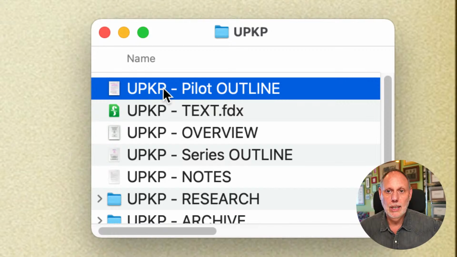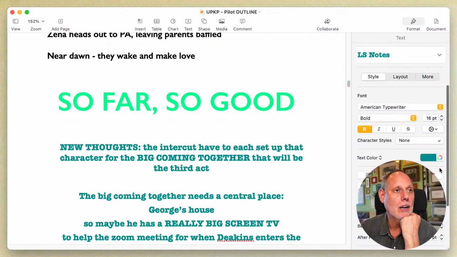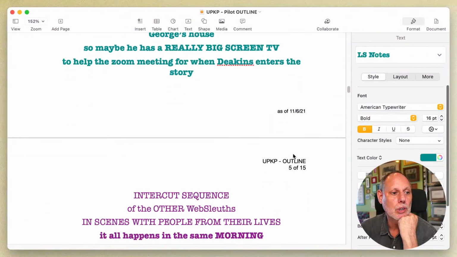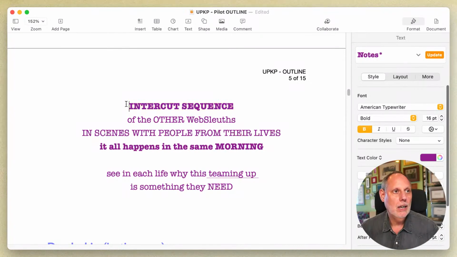So that's what's going on. Let's get right into it by opening up this document, the outline. All right. So last week, what we did was we worked on this new intercut sequence. It's going to be cutting between a bunch of the other characters who we have not spent much time with to give a little glimpse of their lives, and essentially set up the situation where they're all going to come together at the end of the episode.